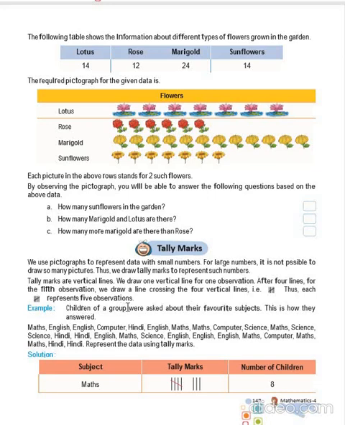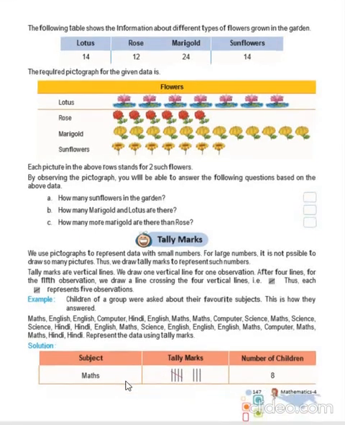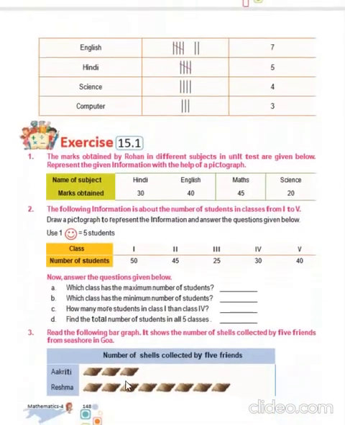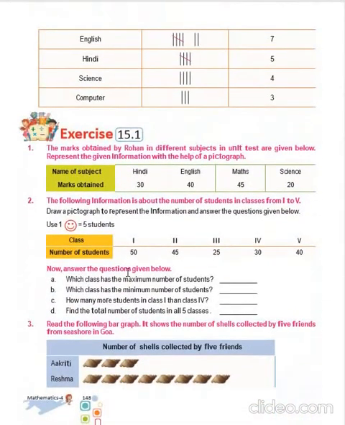So, children of a group were asked about their favorite subjects. This is how they answered. First, we will write each subject. Then, as the number appears, we will start drawing the vertical line. As the fifth number will come, we will cross it. So 5, 6, 7, 8. 8 children like maths. Like this, we will draw for every subject.